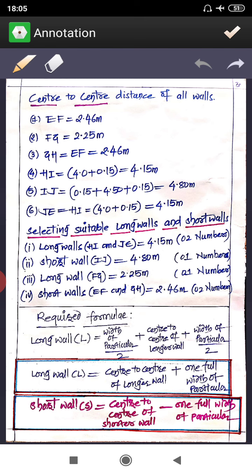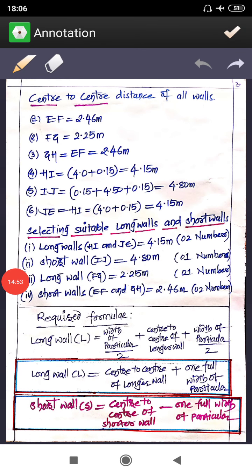Now the selection of long wall and short wall I have written here. I'll be taking first the long walls, those are two, HI and JE, 4.15. I have written two numbers of 4.15 long walls, and one short wall, IJ, 4.8 meters, one number. Then one more long wall, FG, 2.25 is the center to center distance, and it is one number. Then I have taken two more short walls, EF and GH, of center to center distance 2.46. Those are two numbers. So this is my criteria to select the long wall and short wall.